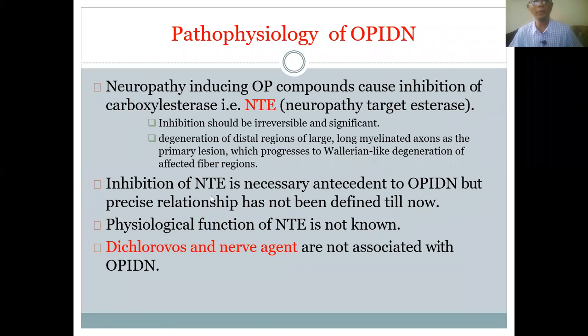Inhibition of neuropathy target esterase is necessarily antecedent of organophosphate induced delayed neuropathy, but the precise relationship has not been defined till now. So, the physiological function of neuropathy target esterase is not known. Dichlorvos and nerve agents are not associated with organophosphate induced delayed neuropathy. So these three types of neuropathy you can see in organophosphate poisoning, that is acute paralysis, intermediate syndrome, and delayed neuropathy.